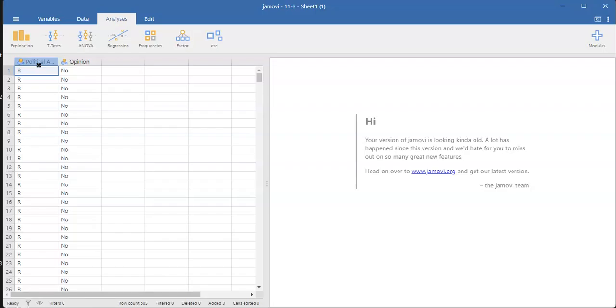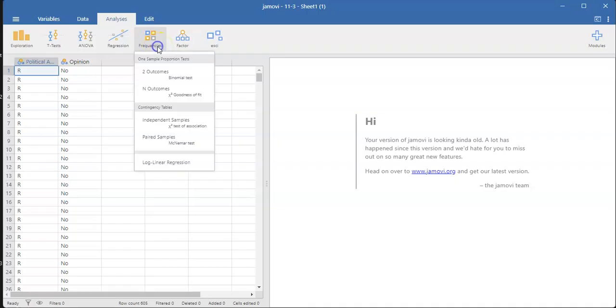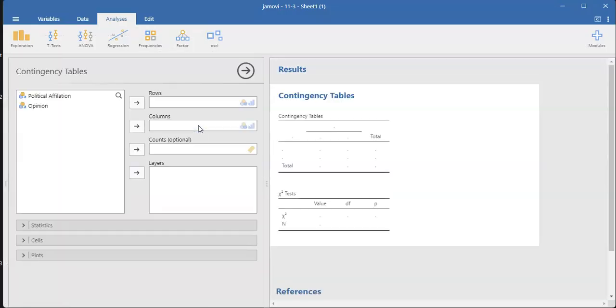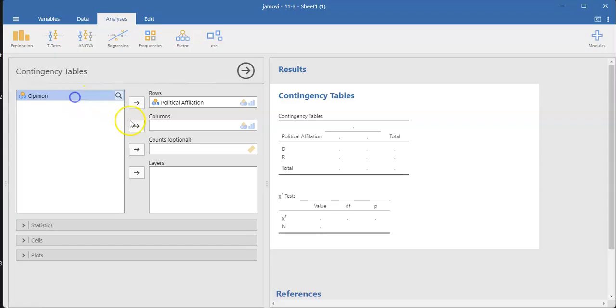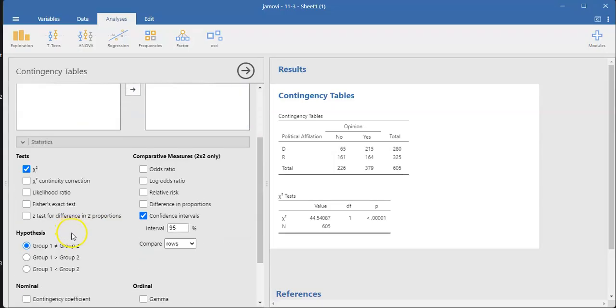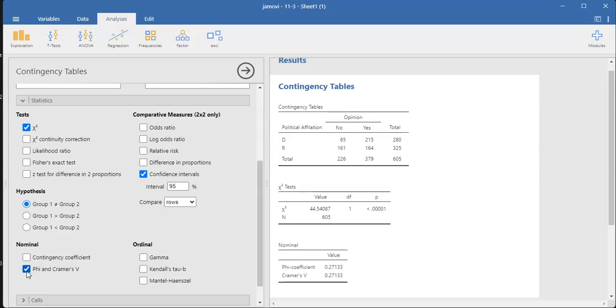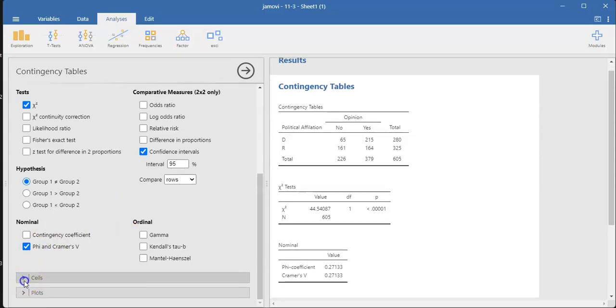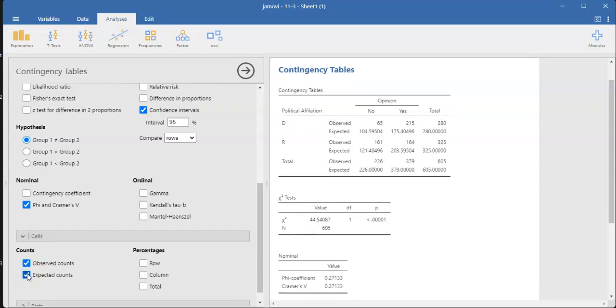All right, so to run this chi-square, we are going to click on frequencies, and we're looking at the test of association for independent samples here. Now what we're testing is to see if there's a relationship or an association between people's political affiliation and their opinion on universal health care. I'm going to move one of the variables into the rows box and the other into the column box. It doesn't matter which is which. Under statistics, I'm going to click on V in Cramer's V. And under cells, I'm clicking on expected counts.